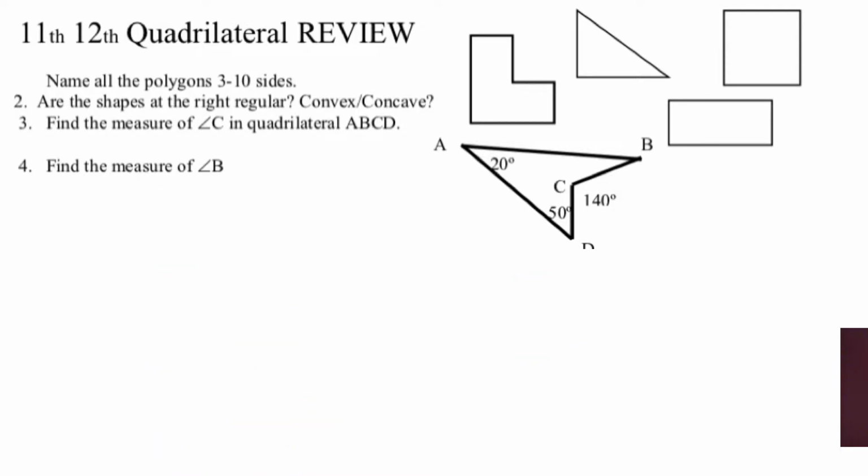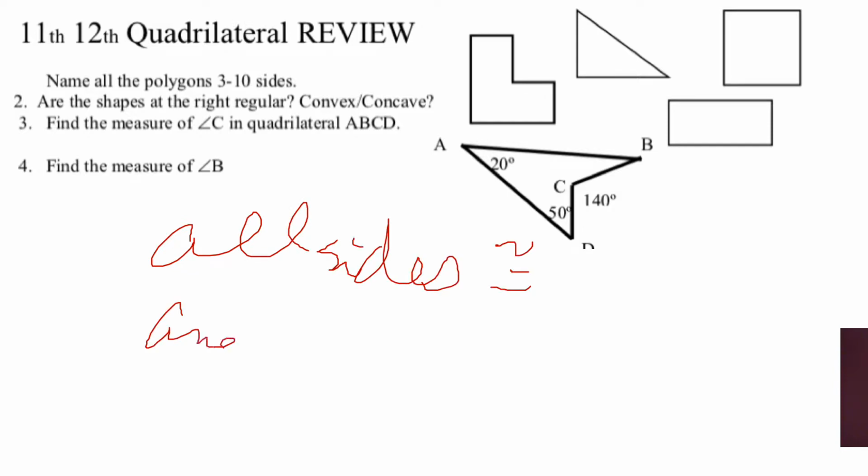So on the ones on the paper right here, are the shapes at the right regular? Regular means that all the sides match and all the angles are matching. So angles congruent, sides congruent. So obviously right here, not all the sides are matching because you got a long piece and a short piece, but also it cannot be concave for that. So this is not regular.